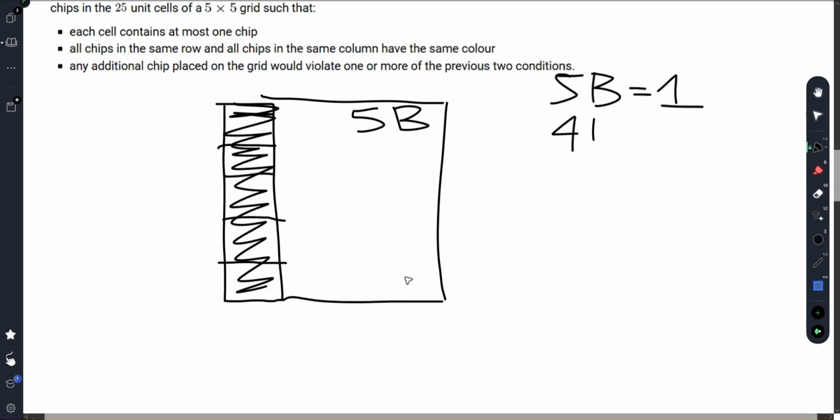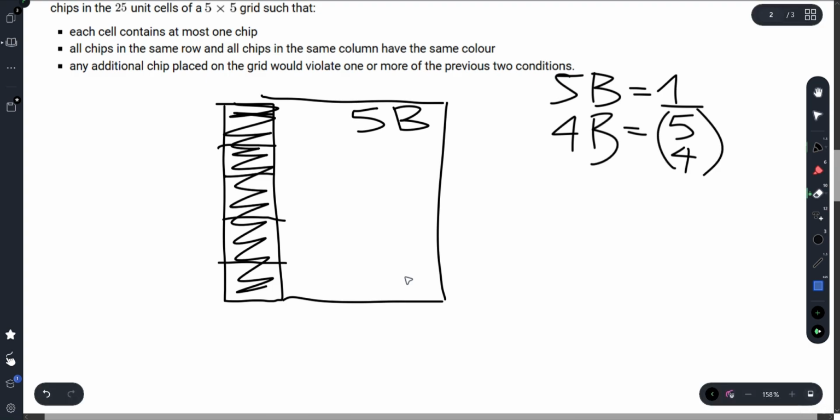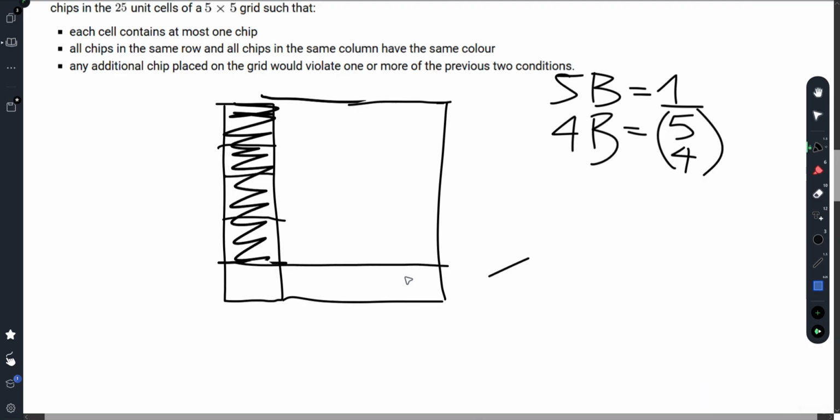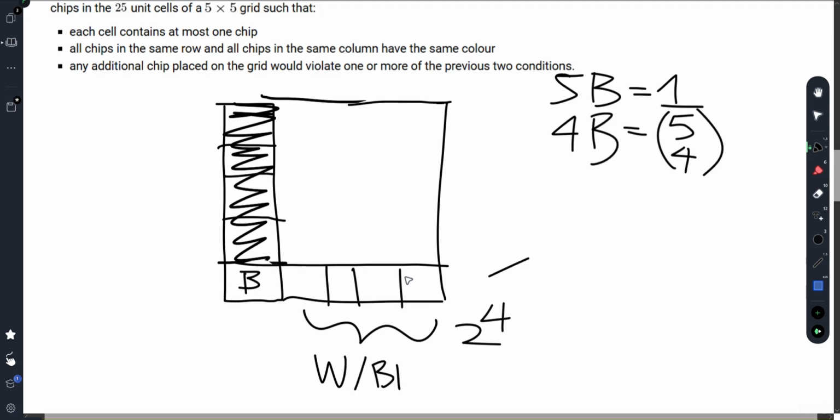Now for 4 blacks. First of all, we have 5 choose 4 to choose the 4 blacks. And to make things easier without loss of generality, let's just let it be this one. So this is blank. Now here we can do an assortment of whites or blanks, and this would just be 2 to the 4. And we can't have all blanks because then this would not be a 5x5 grid, so we subtract 1.